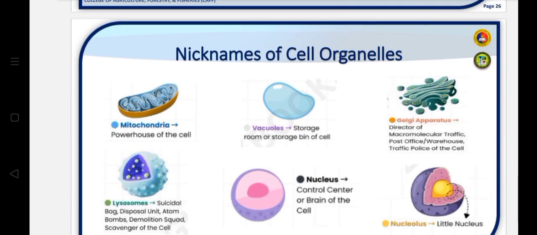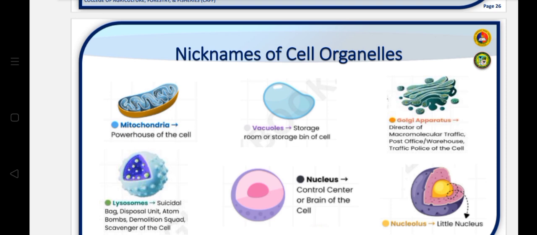To help us remember the organelles and their functions, scientists and teachers often give them nicknames. These nicknames make it easier to connect the organelle's job with something familiar. Mitochondria is known as the powerhouse of the cell. Why? Because they generate energy just like a power plant provides electricity for a city. Next are the vacuoles. Vacuoles are the storage room or storage bin. They store food, water, and waste just like a storage room in a school.